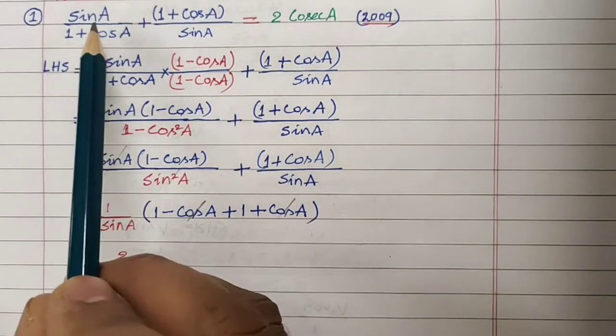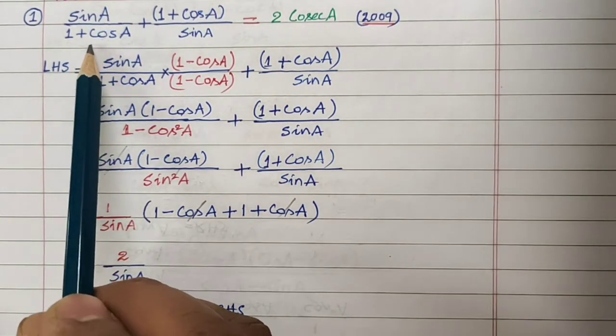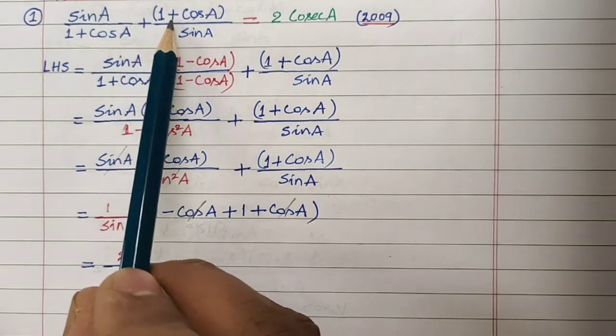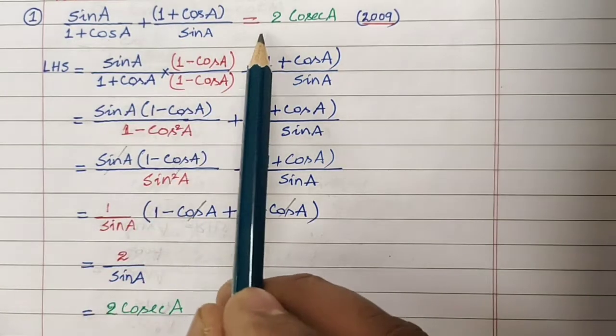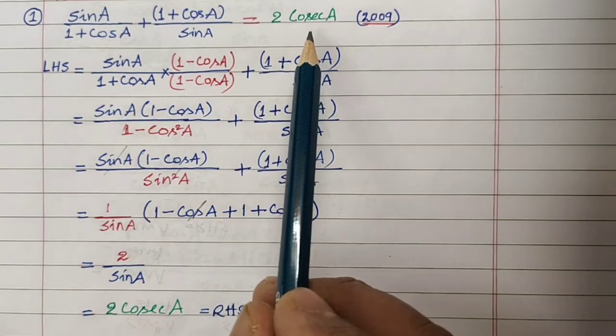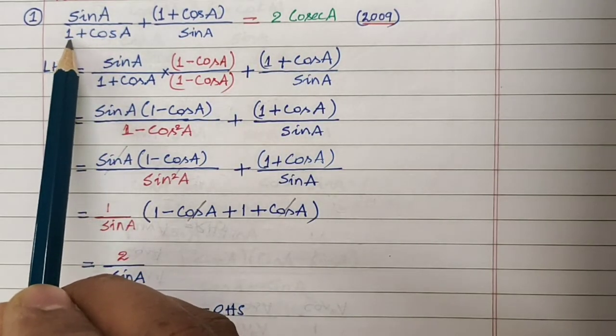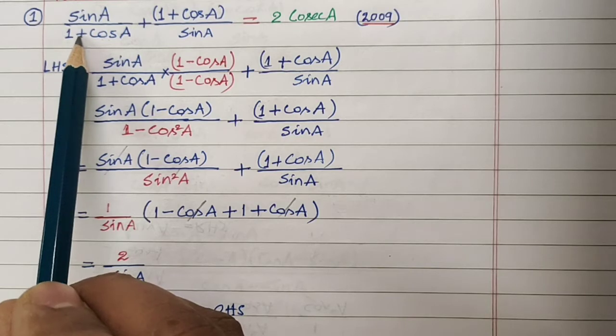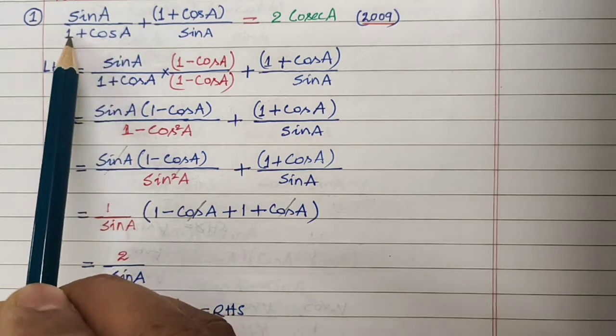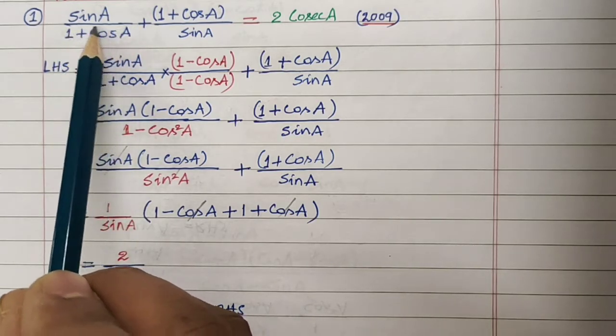Prove that sin A divided by 1 plus cos A plus 1 plus cos A divided by sin A is equal to 2 cosecant A. As soon as we see the plus sign in the denominator, we need to change this.